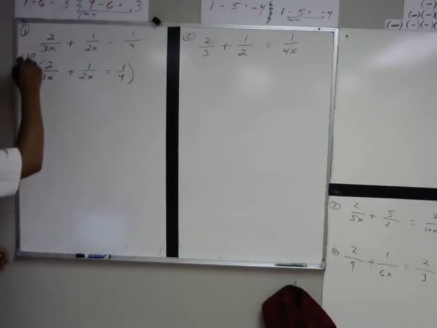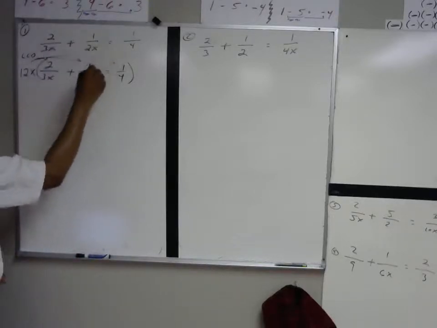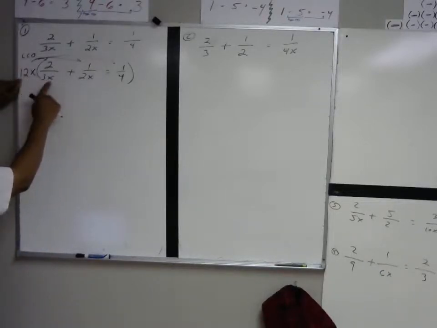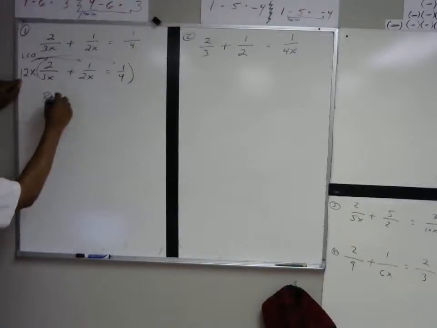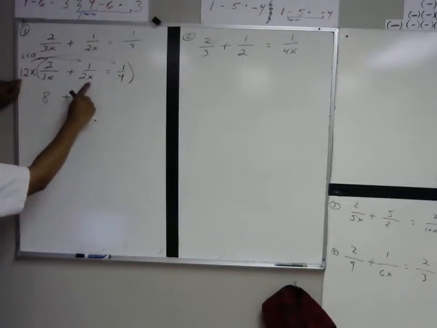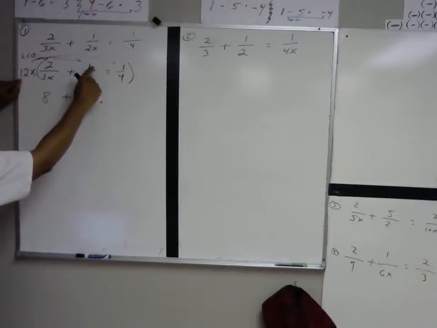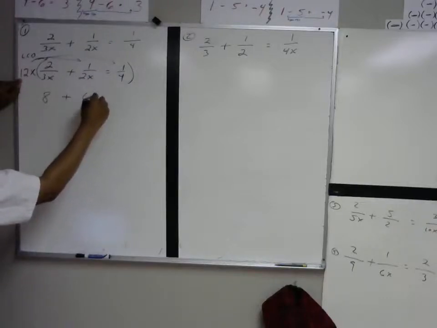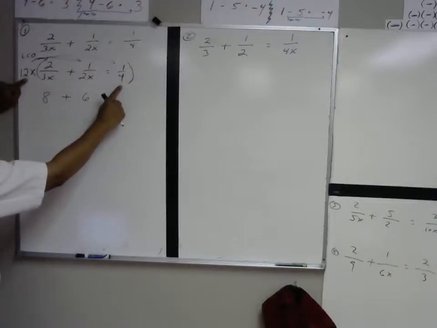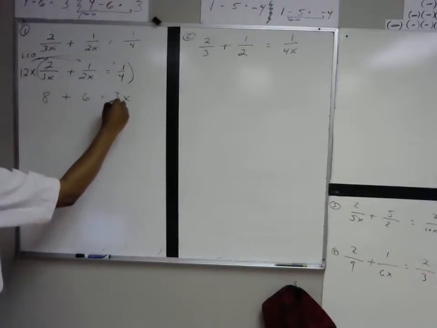Now let's distribute this LCD here, here, and there. 12x divided by 3x is 4. 4 times 2 is 8. Plus 12x divided by 2x is 6. 6 times 1 is 6. 12x divided by 4 is 3x. 3x times 1 is 3x.